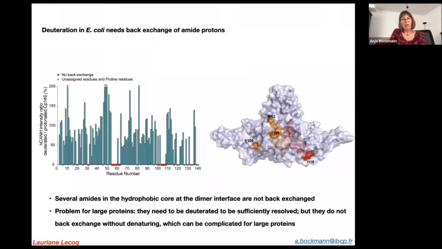In E. coli produced proteins, it actually sometimes gets difficult, and we can see that in the HBV capsid, to back exchange all the protons, because in E.